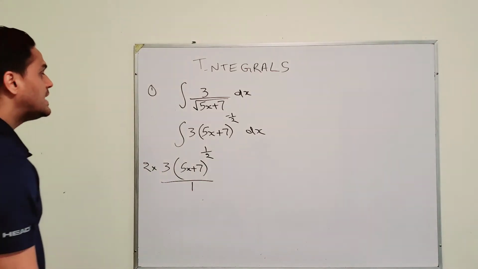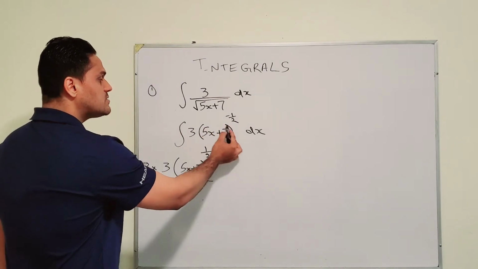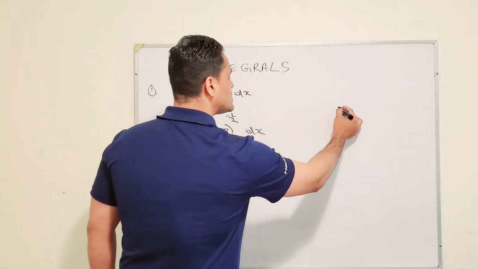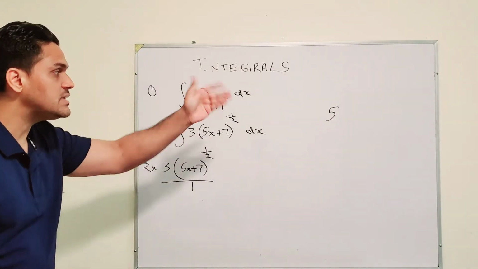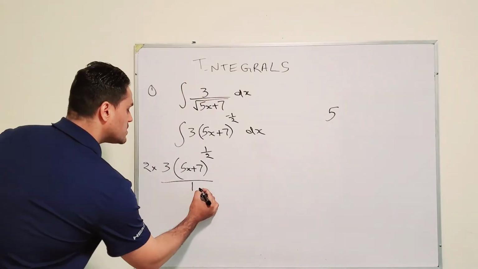Okay? Now, we need to ask ourselves, what's the derivative of the inside term going to be? Well, that's going to be 5. Do we have a 5 at the top? No. So we need to somehow counter that. So you're going to put a 5 at the bottom.